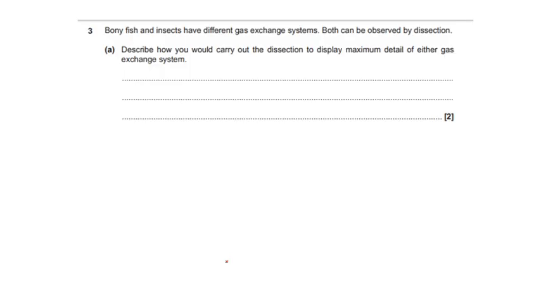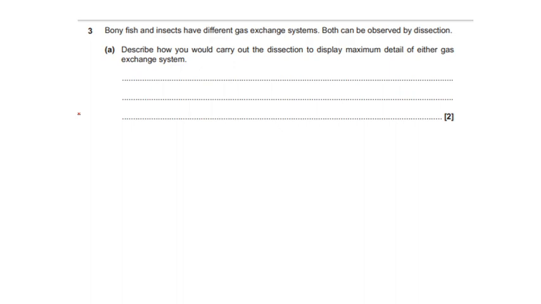The task at the very back of the booklet has a little question about fish and a little question about insects. And I'd just like to very quickly go through this before I set you off with a little bit more work via email. So the first one: bony fish and insects have different gas exchange systems. Both can be observed by dissection. How would you carry out the dissection to display maximum detail of either gas exchange system?